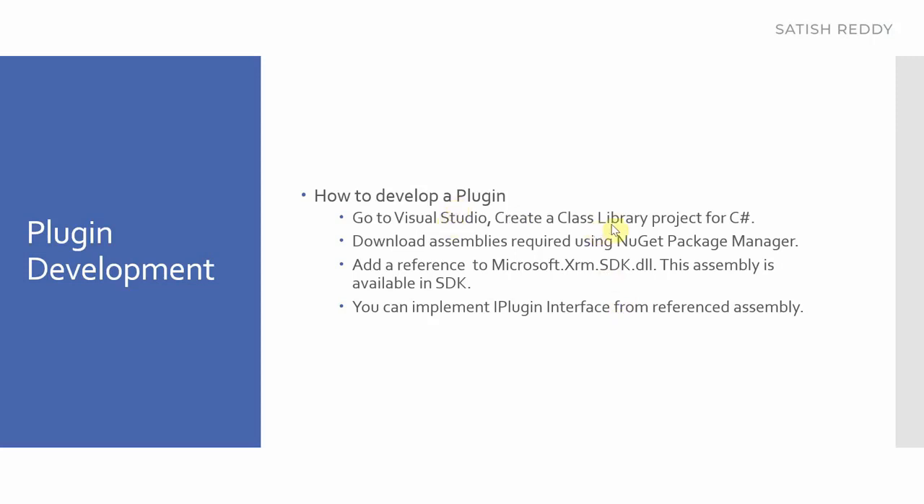First, we create a new project. The project type is a class library. C# is the programming language which we are going to use, and this project needs some assemblies from the SDK. This online SDK is available on the Microsoft website. So we are going to get a few required assemblies through the NuGet package manager in Visual Studio. Once we get these assemblies, for example, one such assembly is microsoft.xrm.sdk.dll. This is a class library which Microsoft has built, so we are going to use this assembly.